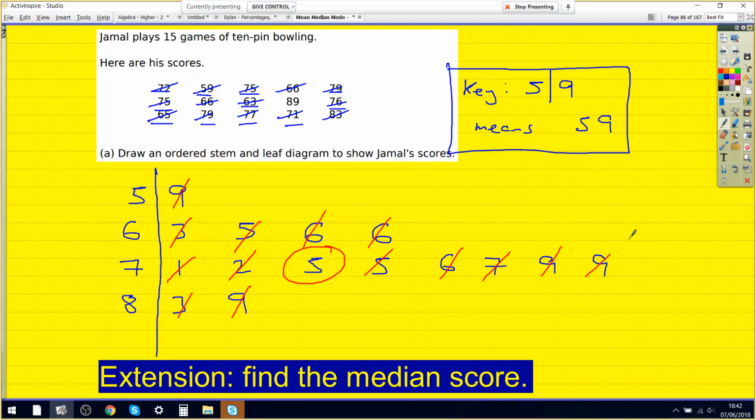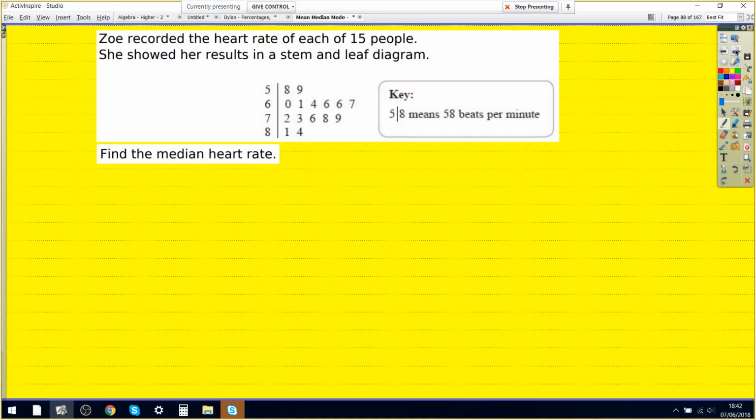For median score. Is it 65? 75. So you'd have to write down 75. Yeah, 75 because it's a score or whatever. So it's not 5, it's in the 70s, and so it's 75. Any questions there? Nah. Okay.